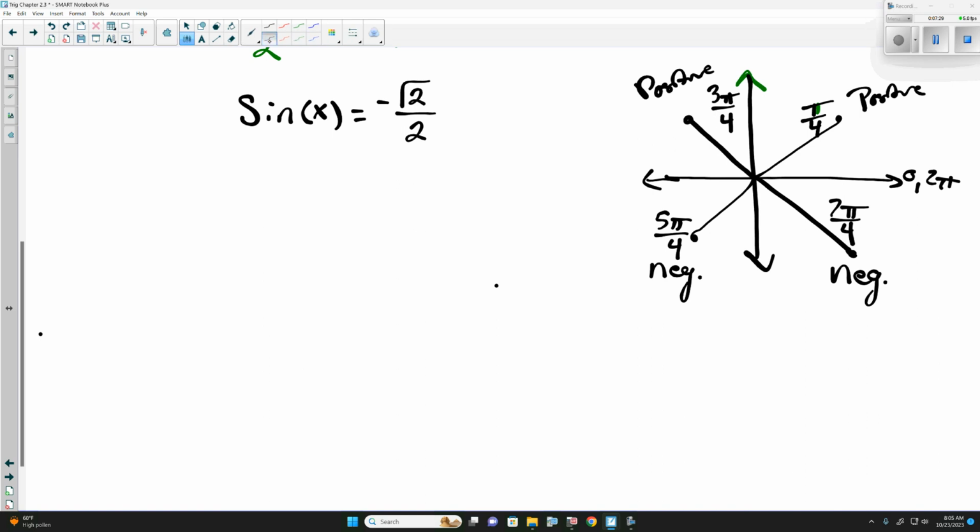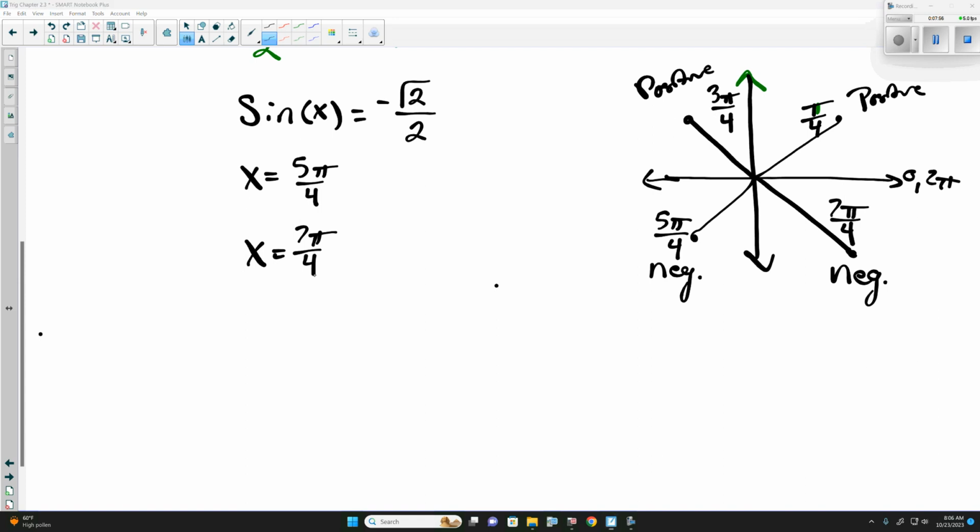So if we're wanting to find out what sine of what angle is negative square root 2 over 2, well, it's the bottom 2 here. So we're saying that x is indeed 5 pi over 4, and x is indeed 7 pi over 4. It is these two values in particular.